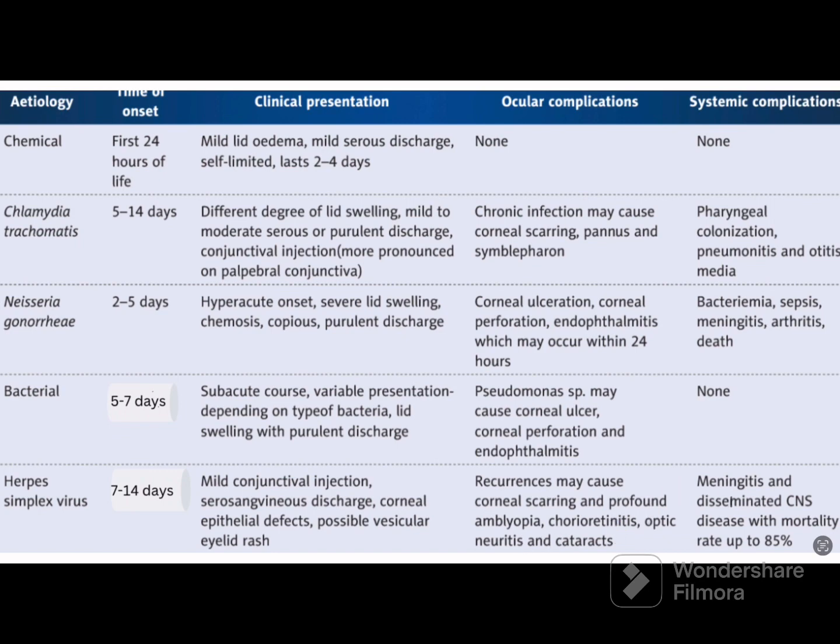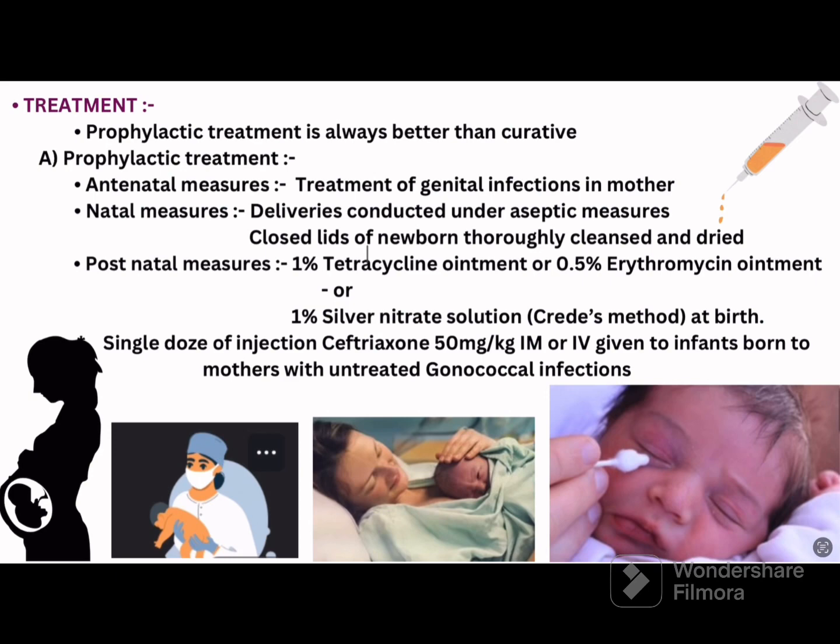How about the systemic complication? Meningitis, disseminated central nervous system disease with mortality rate up to 85%. So all this is a summary. Even if you don't remember it, no problem. You just have to know about the etiology, the time of onset, and the symptoms and signs.